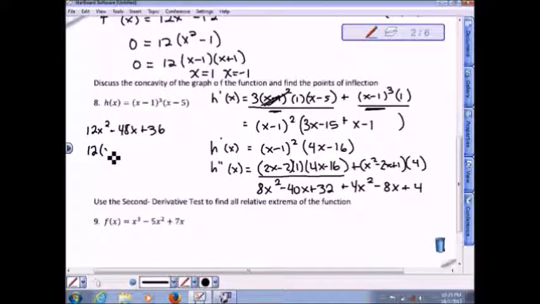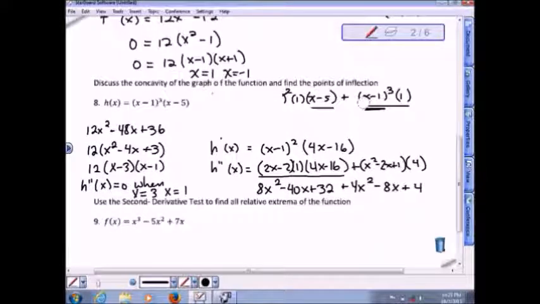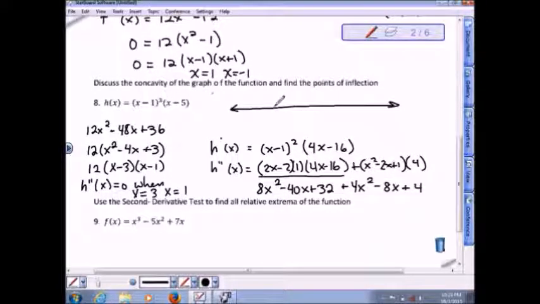If we factor out a 12, we have x squared minus 4x plus 3, which factors into x minus 3 times x minus 1, and that means h double prime of x is equal to 0 when x equals 3 and when x equals 1. So those are the points now that we have to place on the number line. To discuss the concavities, we have 1 and 3. Testing test points in the intervals now.